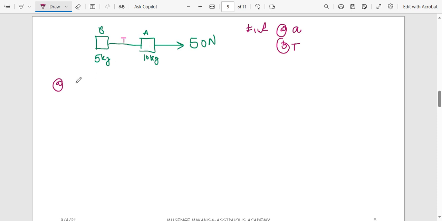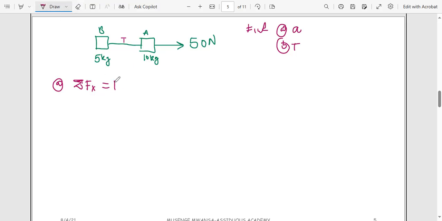So for box A, you look at the net forces of box A in the x direction. Look at the force that is pulling it in the positive direction. So for box A, the force pulling it in the positive direction is that force, which is 50 newtons. So for now, I can say that's the applied force.